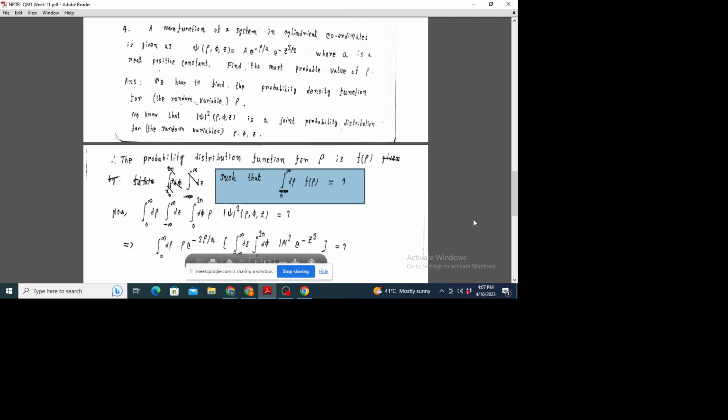Okay, so let the probability distribution function for rho be f of rho such that this happens. So this is the definition of probability distribution function. And f of rho must be positive in all places. That is another requirement. And why 0 to infinity? Because rho is from 0 to infinity. This is the radial direction, so you expect it to be going from 0 to infinity, not minus infinity to plus infinity, but only from 0 to infinity.